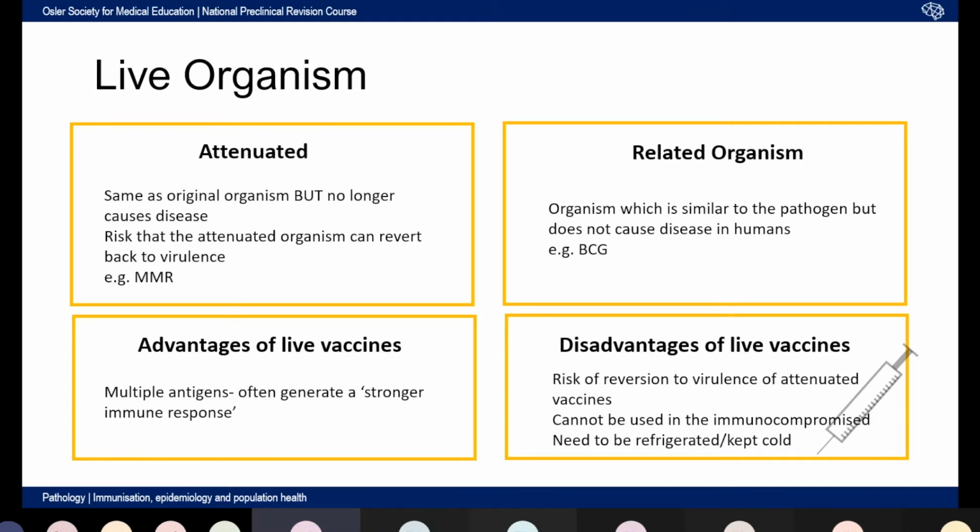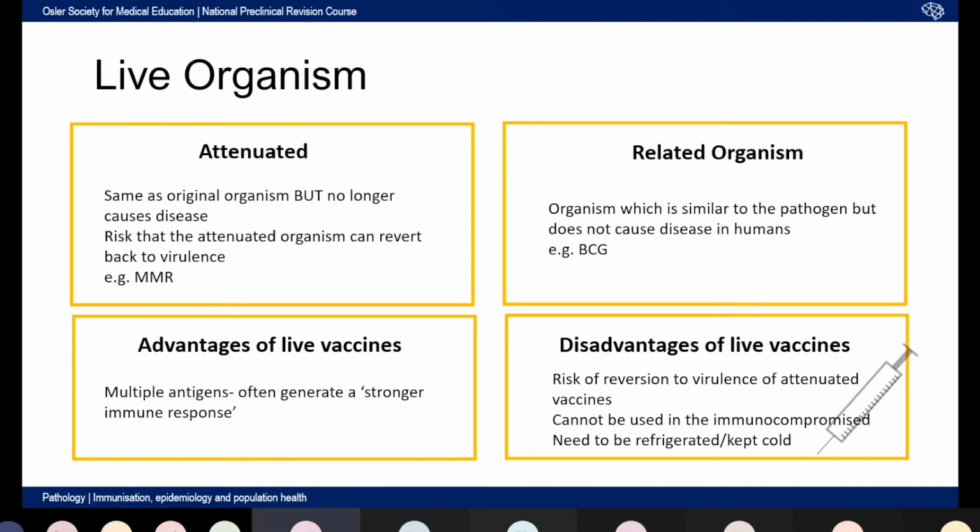And you can have related organisms. These are similar to the pathogen that causes disease in humans, but not exactly the same, like BCG, which is related to TB but not quite the same. You can use that to immunize people. The advantages are that these vaccines contain multiple antigens, so they generate a stronger immune response with loads of different antibodies, and they mimic natural infection quite well. The disadvantages: I've mentioned one already, that it can revert back to virulence. Another big one is that you can't use them in the immunocompromised, because their immune system can't control the disease at all.